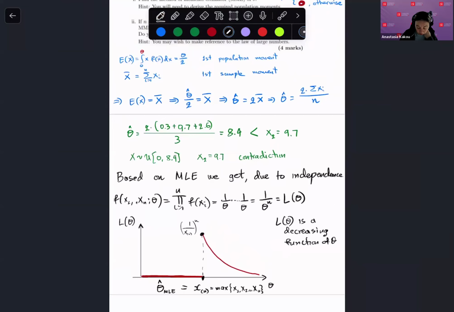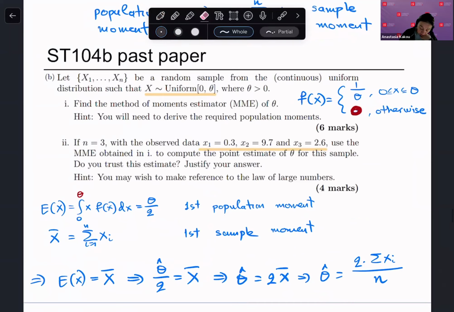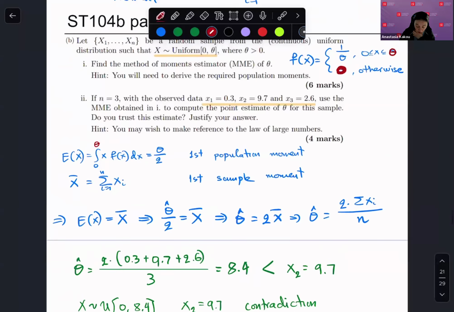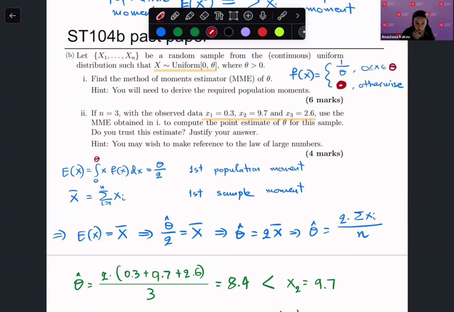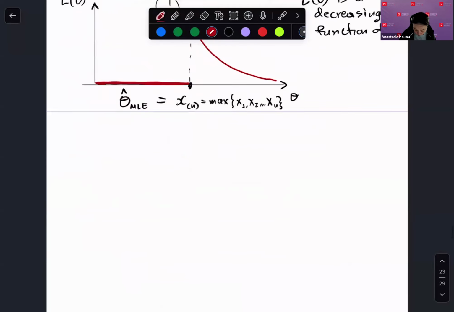Okay, so this is the case where we have a likelihood function, and the reason why we end up with this type of method is because theta, the unknown parameter, is in the support of that distribution. So we have theta here, it is involved in the support as well. So this is the case where we have a uniform distribution and we calculate both the method of moment estimator and the maximum likelihood estimator.